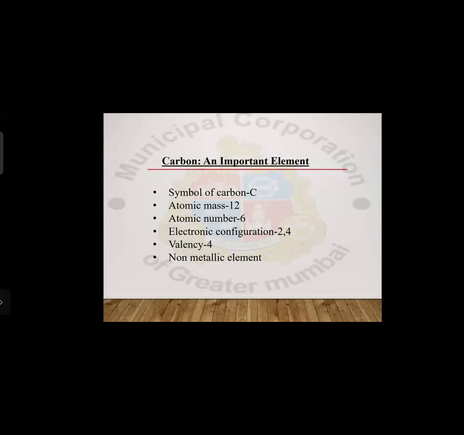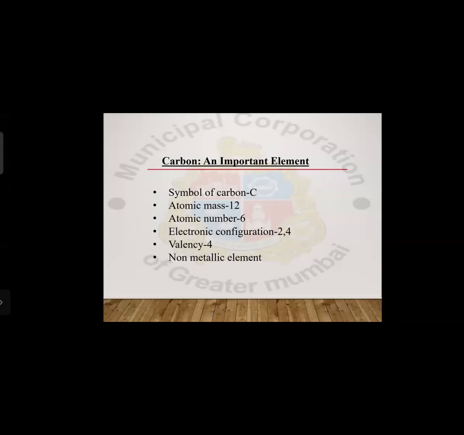So just remember, whenever you write the symbol of any element, let us take carbon, let us take hydrogen, let us take sulfur, let us take sodium, always you will write the symbol of that particular element with a capital letter.